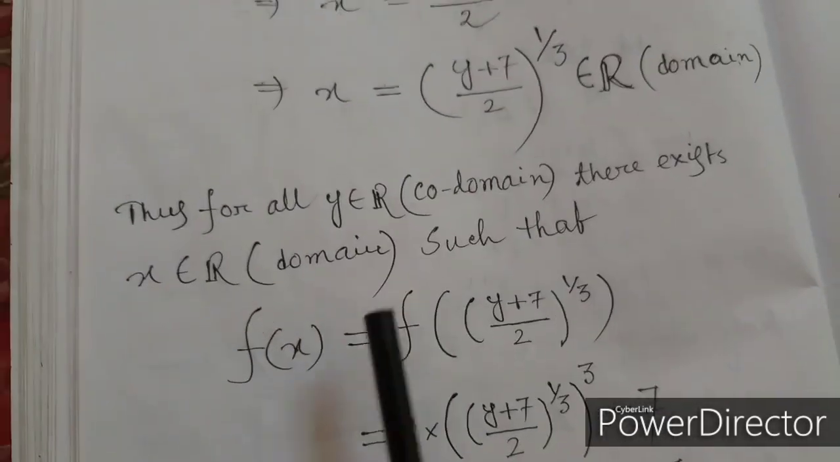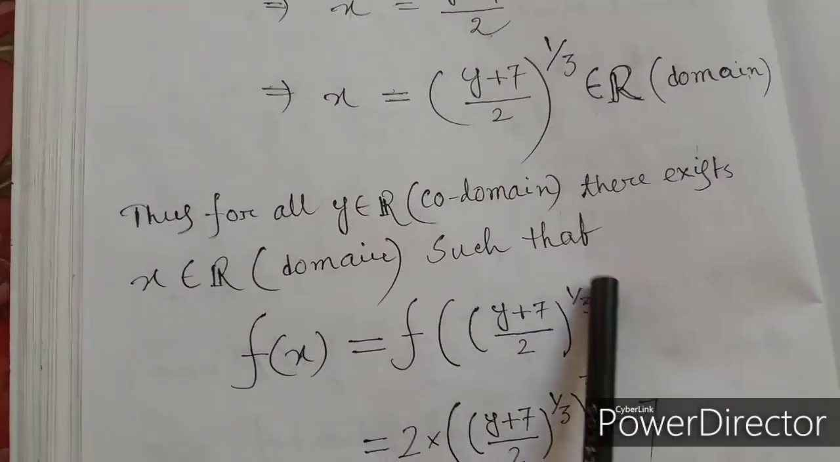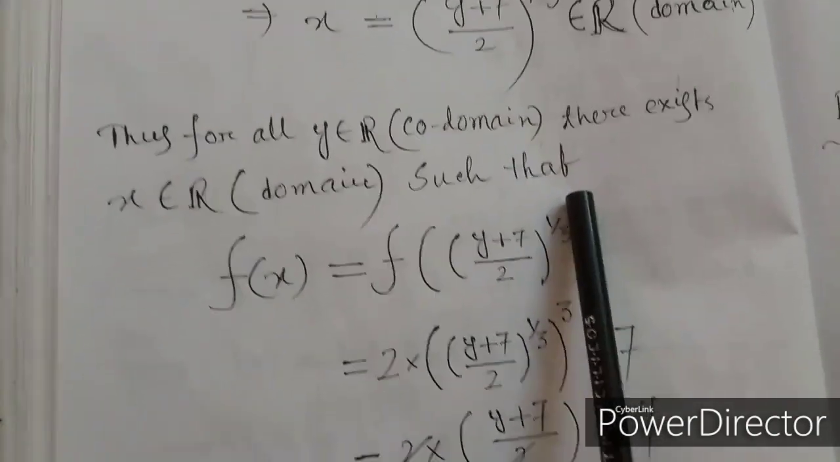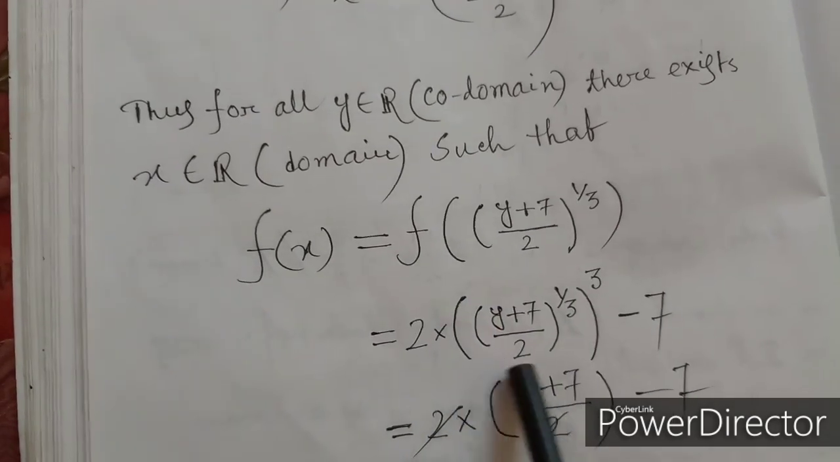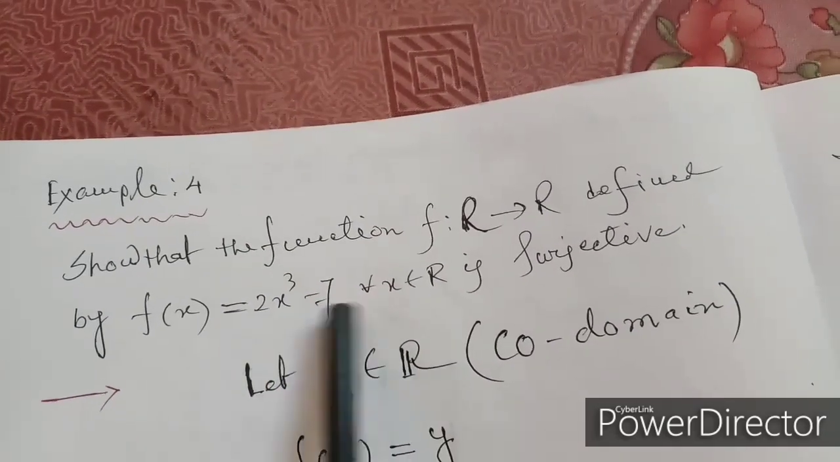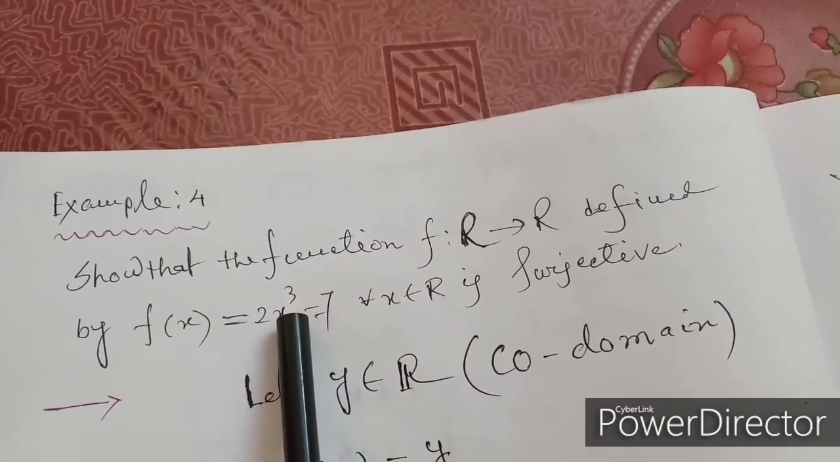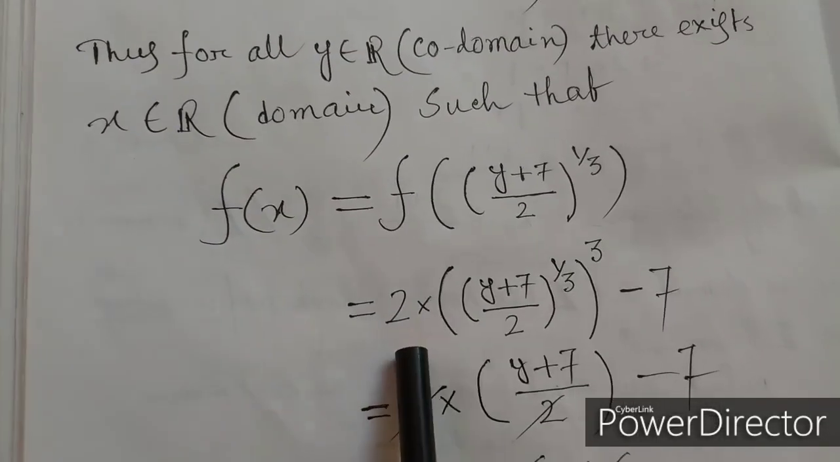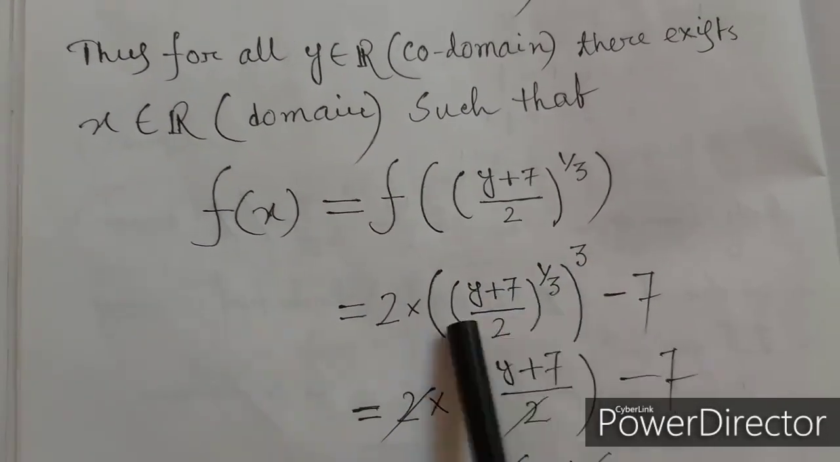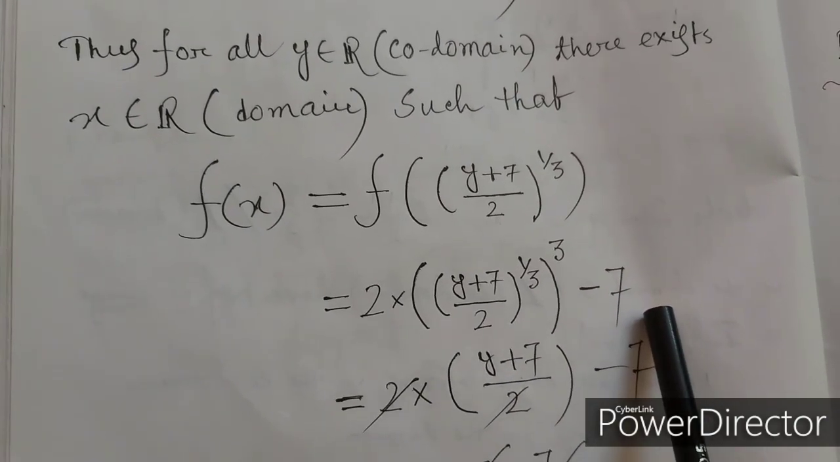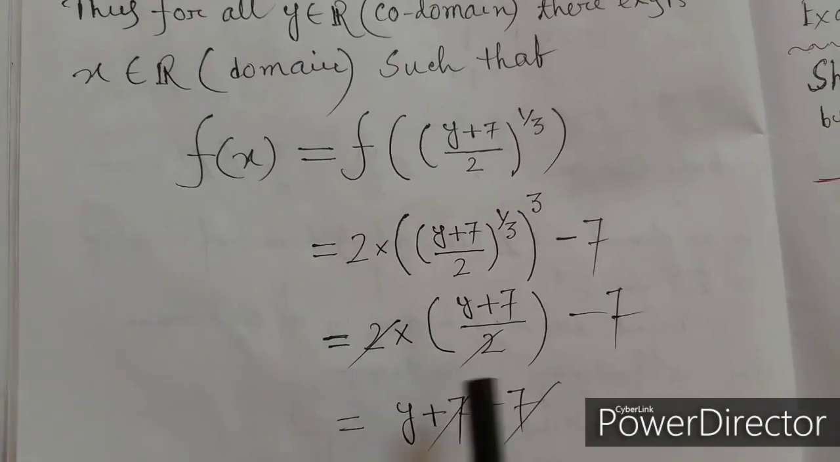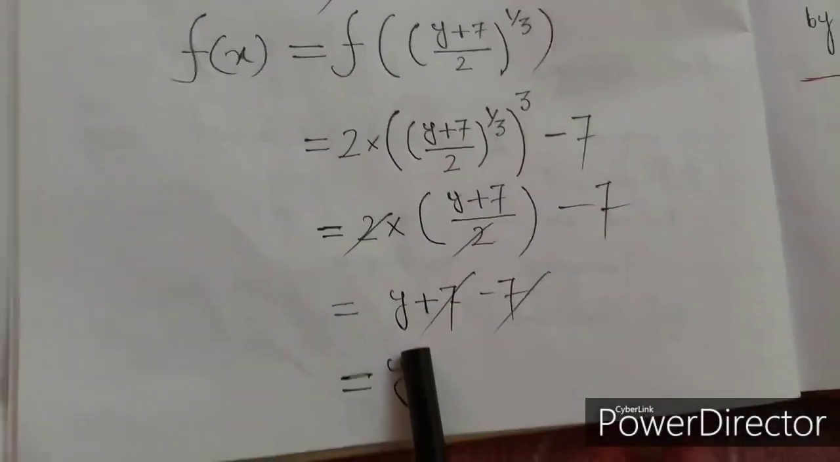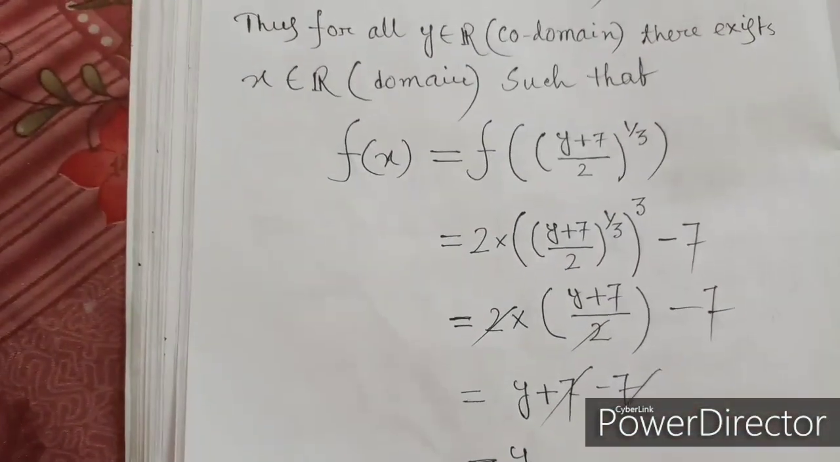Now instead of that, x is replaced by this total one, ((y plus 7) by 2) whole to the power 1 third. So 2x cube, instead of this x, 2 into this one cubed, because here is x cube, 2x cube minus 7. x is replaced by ((y plus 7) by 2) whole to the power 1 third. So that means 2 into (((y plus 7) by 2) whole to the power 1 third) to the power 3, and that is minus 7. So this 3 cancels out, and that 2 cancels out. So y plus 7 minus 7, that means y. So f(x) equal to y holds.